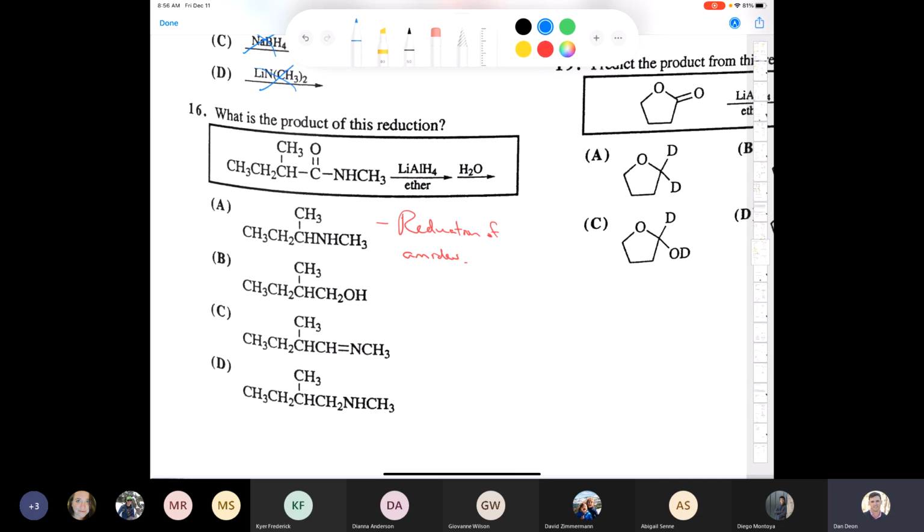And what happens when you treat an amide with lithium aluminum hydride is that you just end up removing the carbonyl oxygen and adding hydrogens there. So it's just reduction of the carbonyl, nothing more than that. And so you end up with D like that. Good.